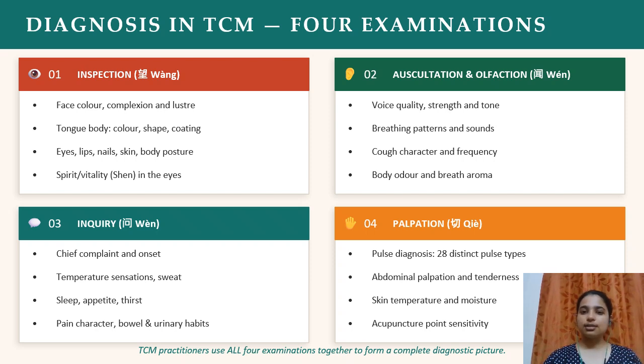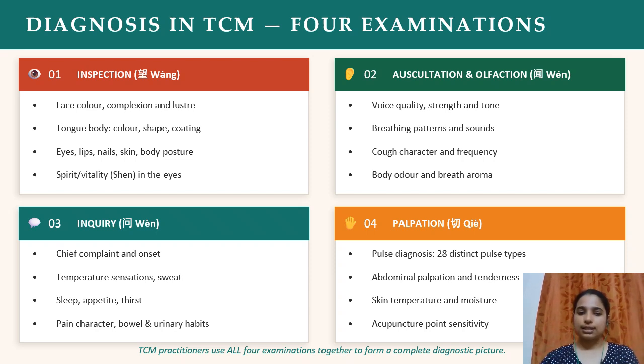Now the second one is auscultation and olfaction. In auscultation, what they check for is the quality or strength of the voice, how the patient breathes, how frequently, or what is the nature of the cough. You know, while you have a dry cough or a wet cough, we cough differently. And what is the body odor or the mouth odor which comes out of that person. These things are examined in auscultation and olfaction.